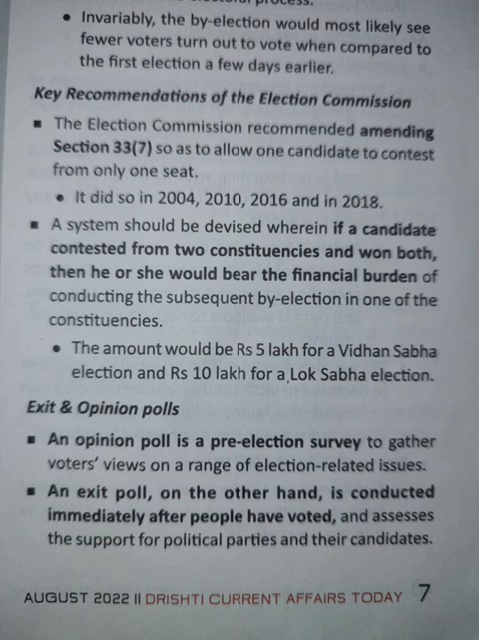Key recommendation of the Election Commission. The Election Commission recommended amending section 33 part 7 so as to allow one candidate to contest from only one seat. It did so in 2004, 2010, 2016 and in 2018. A system should be devised wherein if a candidate contested from 2 constituencies and won both, then he or she should bear the financial burden of conducting the subsequent by-election in one of the constituencies. The amount would be rupees 5 lakh for Vidhan Sabha election and rupees 10 lakh for a Lok Sabha election.